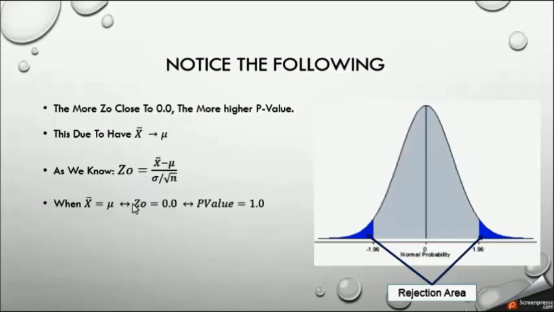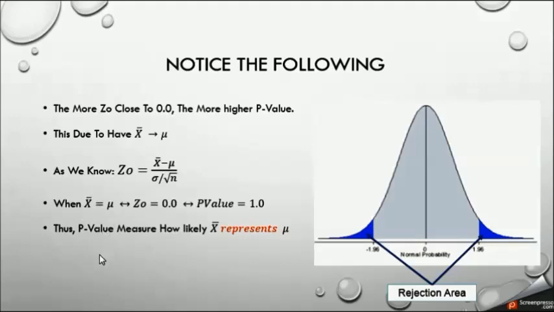So what will happen if the sample mean exactly equals the hypothesized population mean? If x bar equals mu, this leads to Z0 being 0.0, and then the area to the right is 0.5 and the area to the left is 0.5. So the p-value will be 2 multiplied by 0.5, which is 1 or 100%. This means we will have the largest possible p-value, 1, because the sample mean is exactly the same as the hypothesized population mean.